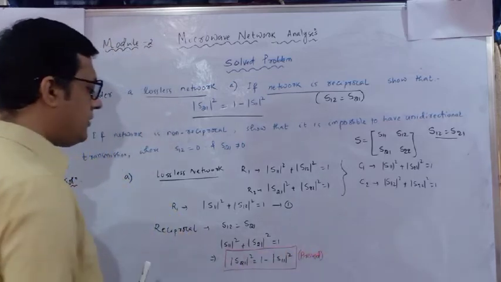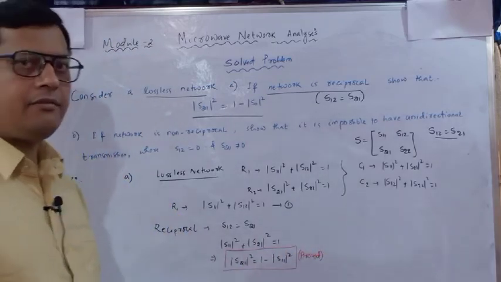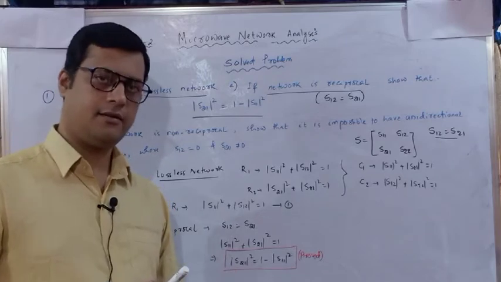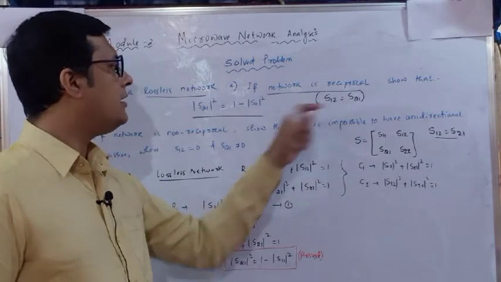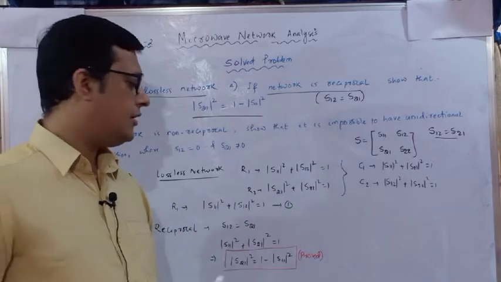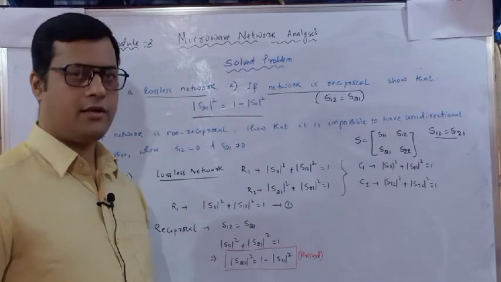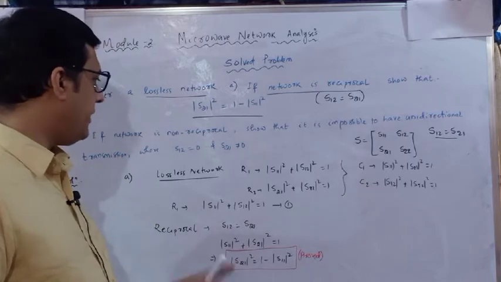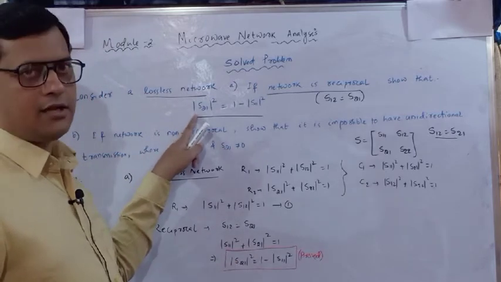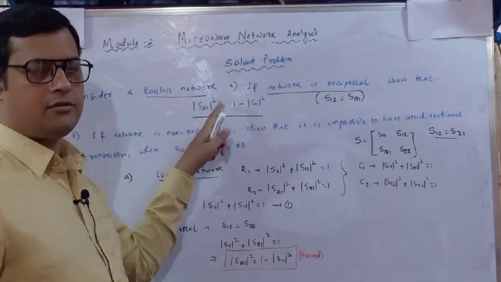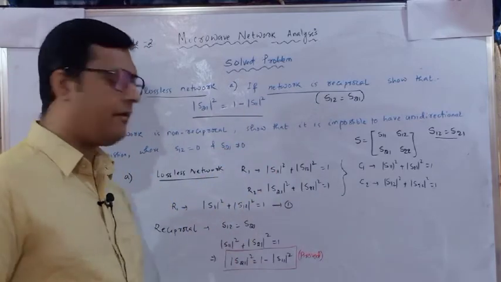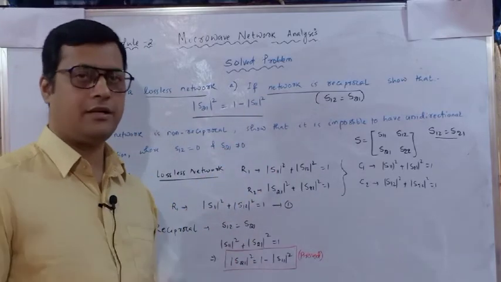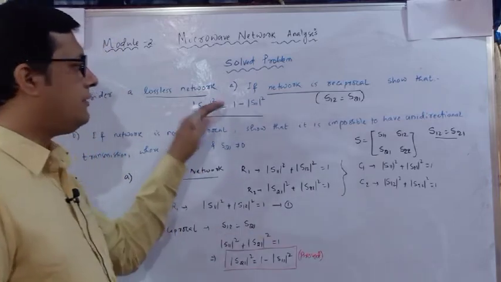Done. So here what happens? We have just identified the lossless relation. After identifying the lossless relation, we have substituted the reciprocal network condition. After substituting the reciprocal network condition, we have obtained the same thing that was asked: mod of S21 square is equal to 1 minus mod S11 square. So this I have obtained. This is the first part of this question.